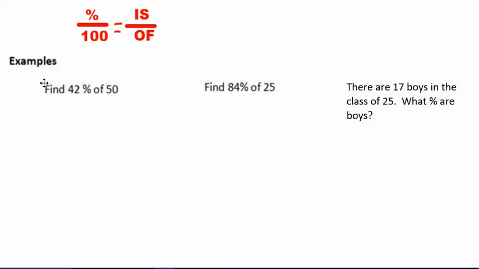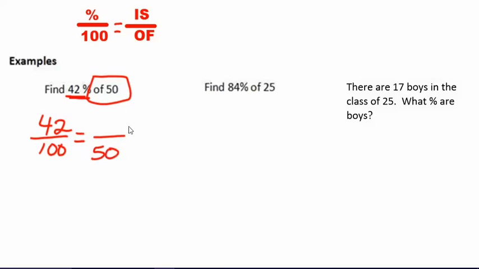We're going to do a couple together. So again, I have my percent over 100 equals is over of. You can always write that on the top. That's easy. Okay? All right, so find 42% of 50. So I have 42%. So the first thing I'm going to do is write that as a percent over 100. So 42% means 42 out of 100. Equals is over of. So I gave you the of 50.